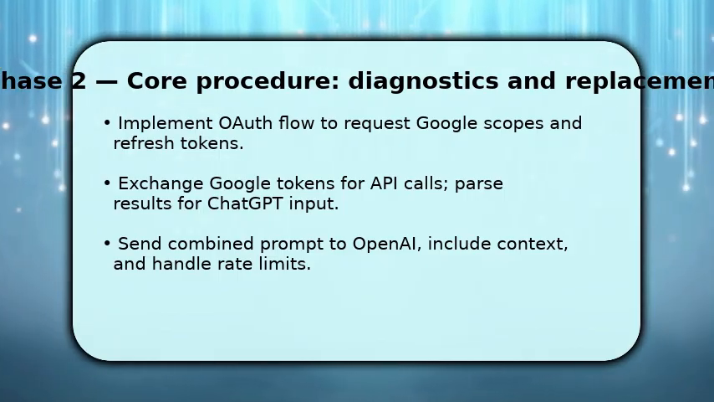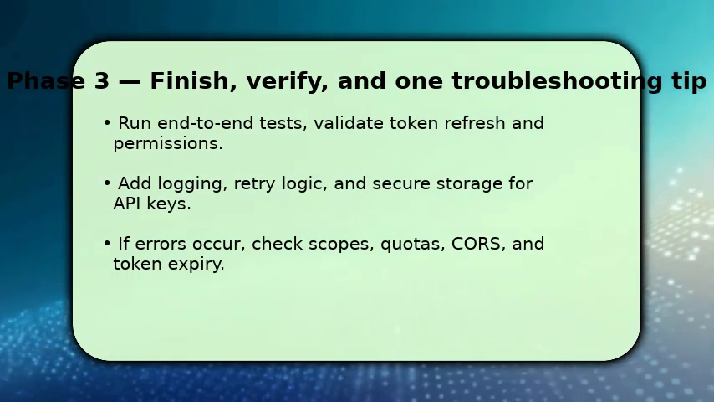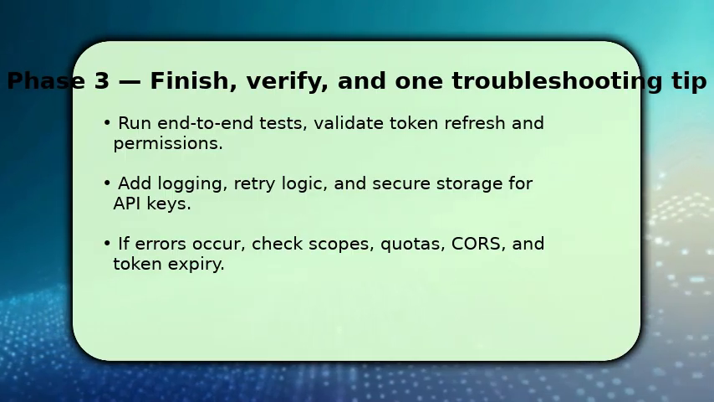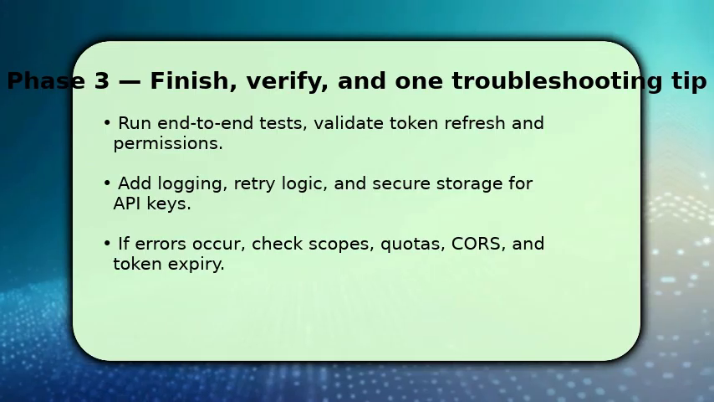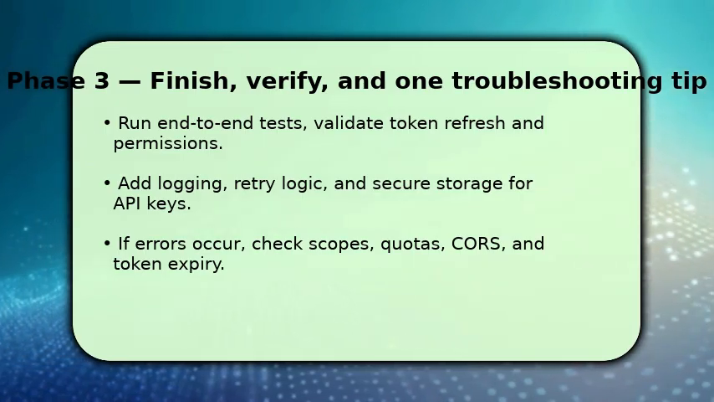Finish by wiring the pieces into a user flow. Exchange Google consent for usable tokens, fetch or stream Google data, and present ChatGPT responses to the user. Test end-to-end with different accounts. Validate token refresh, permission scopes, and that outputs respect privacy rules.